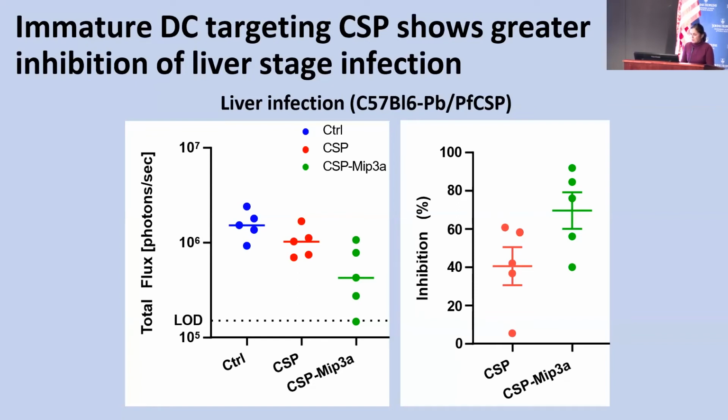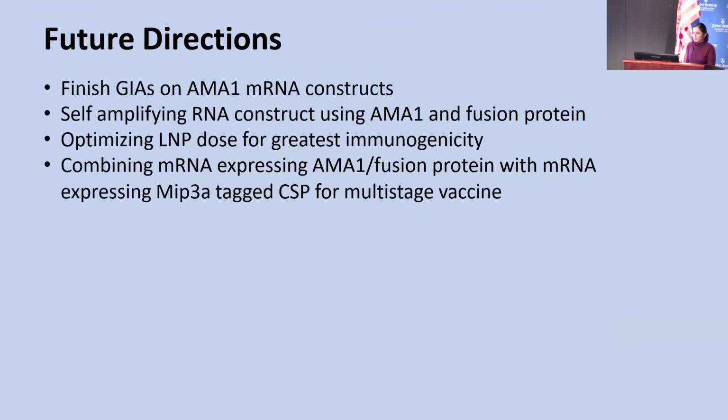The same data shown in percentage of inhibition shows about 70% sporozoite inhibition in the CSP MIP3 alpha group compared to about 40% in the CSP mRNA vaccinated group. So this indicates that the immature DC targeting CSP shows greater inhibition of the liver stage infection. So with this promising data, in future, combining AMA1 based mRNA vaccine with CSP based constructs could prove to be a more effective vaccine strategy. So with this, this is our future direction.